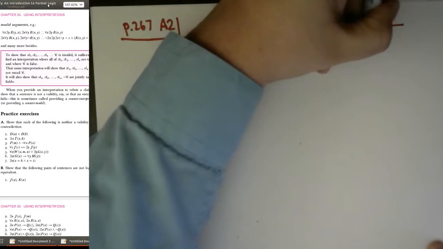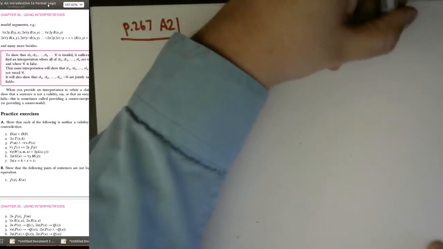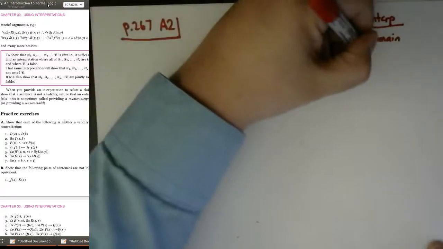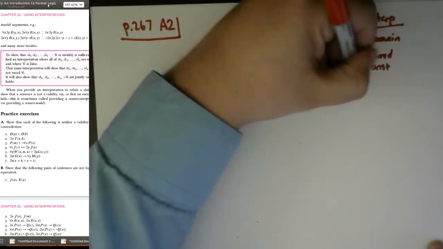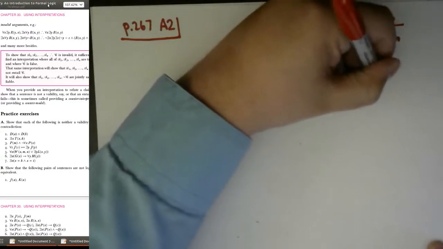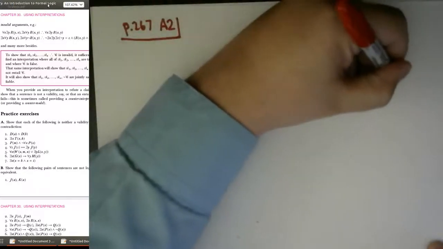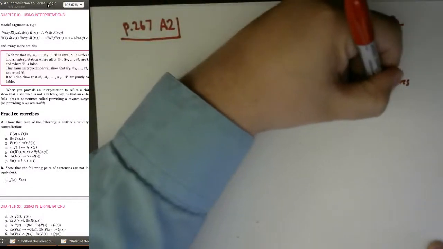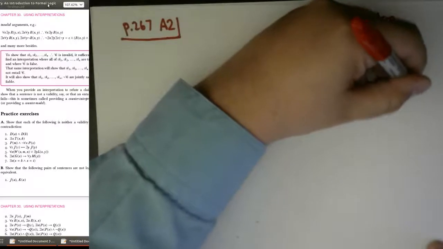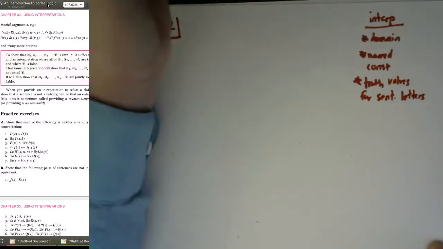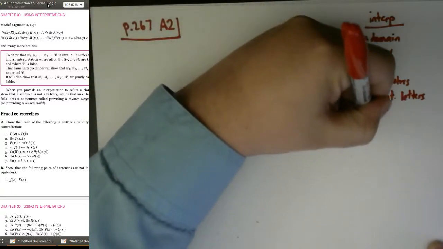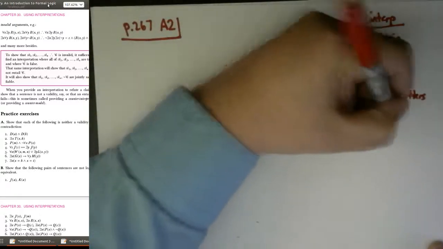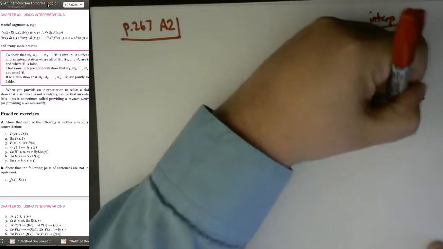recall, is a choice of, you have to choose your domain, you have to choose any named constants, you have to pick truth values for any sentence letters. And when I say sentence letters, I'm referring to things like from TFL, and then a meaning. And by meaning, I mean the truth of all predicates. Meaning of all predicates.